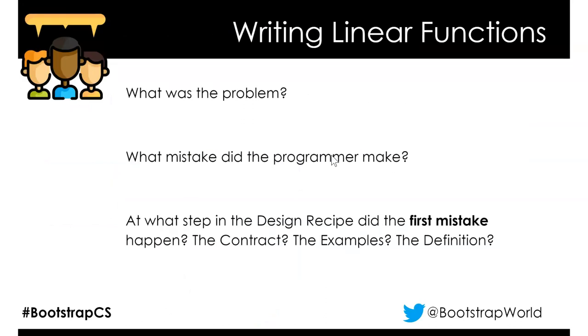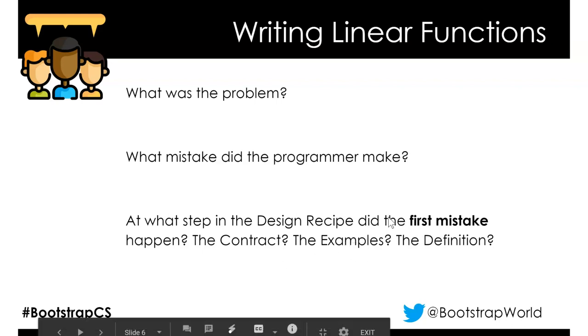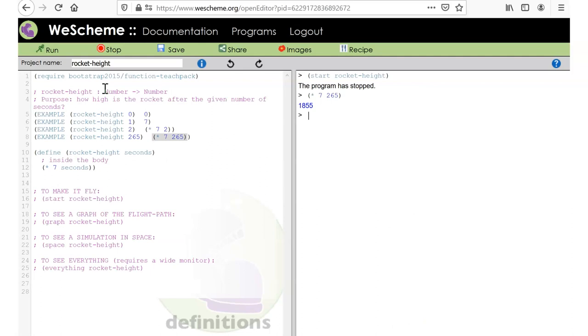All right. What was the problem? We talked about that. What mistake did the programmer make? We talked about that. At what step in the design recipe, this is a good thing to look at, was the first mistake? Well, in the contract, there was nothing wrong with this contract. The problem was, in the examples, we had one example that was 0, 0. That was correct. And then the next example, if the programmer had done one more example, it would have failed with the old version of rocket height, because after 1 second, it used to say always 0, and that would have failed.